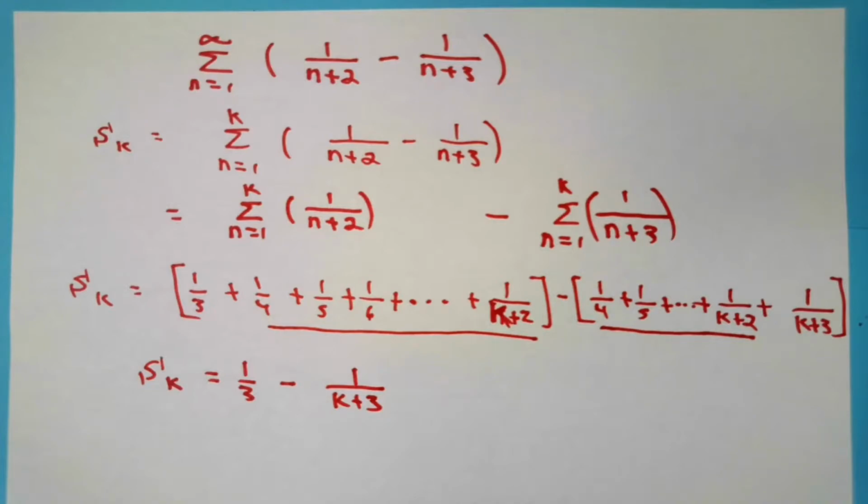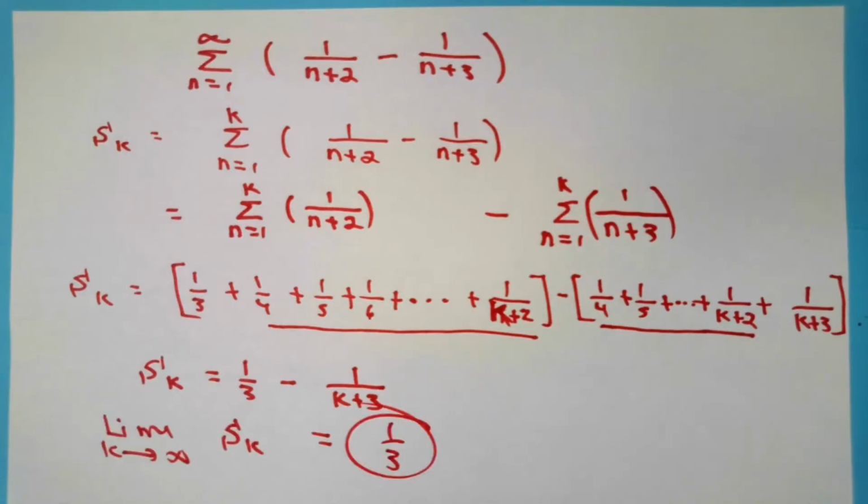The value of the infinite series, if it exists, is the limit as k tends to infinity of partial sum number k. As k tends to infinity, 1 over k plus 3 tends to 0. 1/3 is a constant. The limit of the partial sums exists and is equal to 1/3. We already knew from the comparison test that the series converged. This calculation shows that the value that it converges to is 1/3.